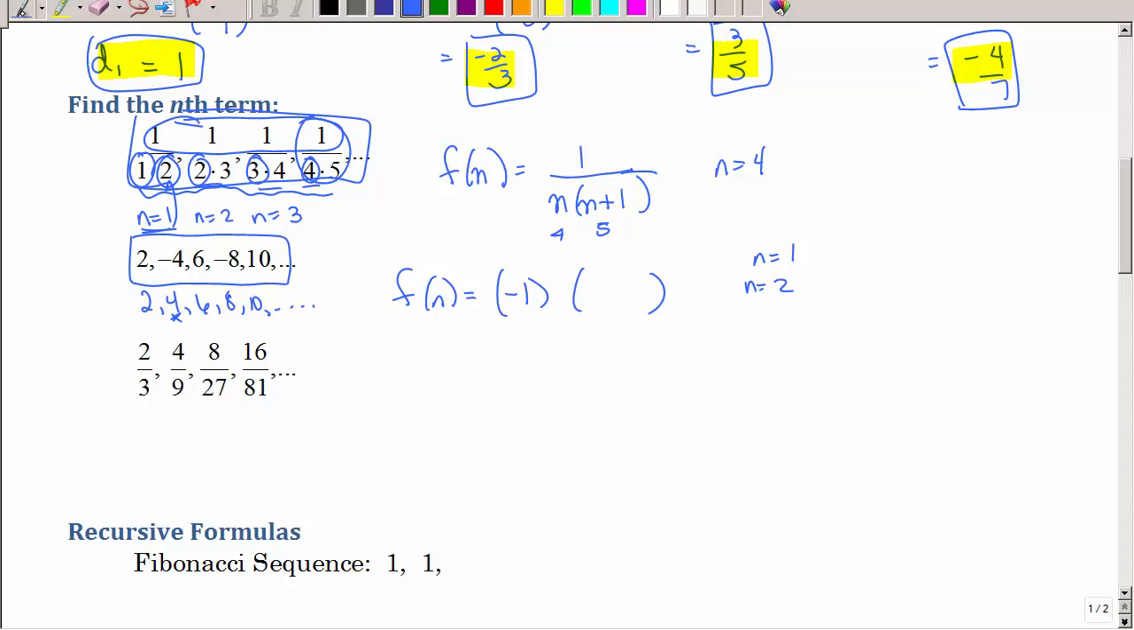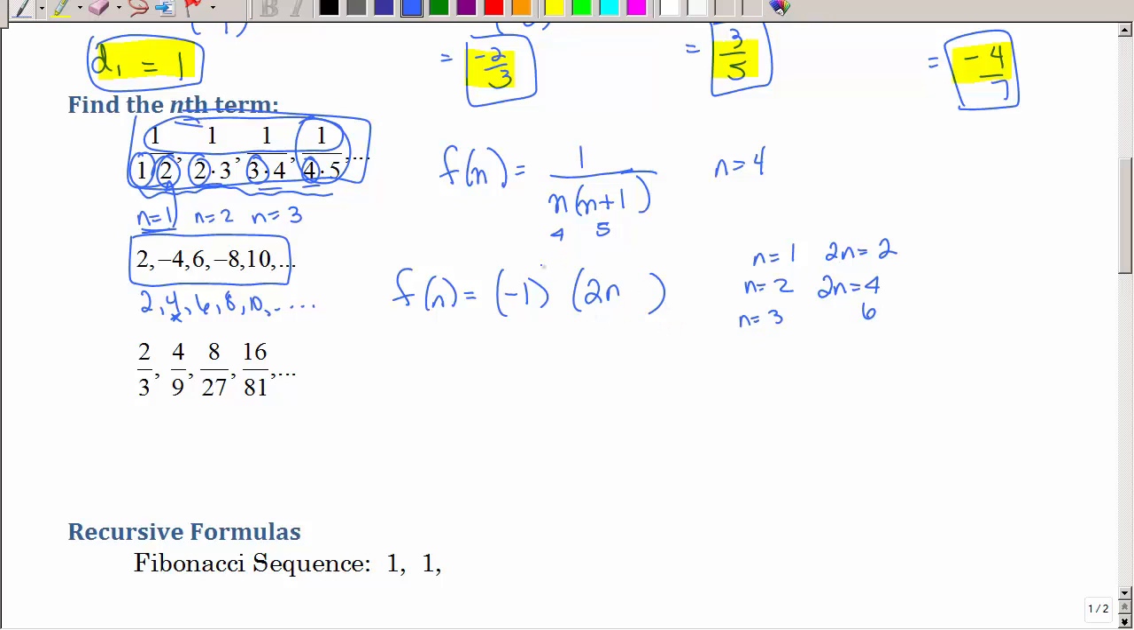So let's erase. Try again. What can we do to get multiples of 2? Could we multiply n times 2? When n is 1, I'd get 2. When n is 2, I would get 4. When n is 3, I'd get 6, and that would work.